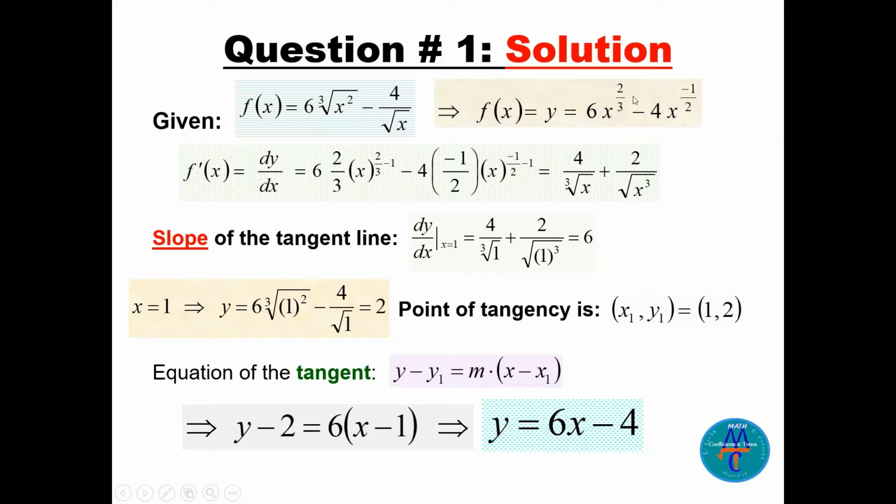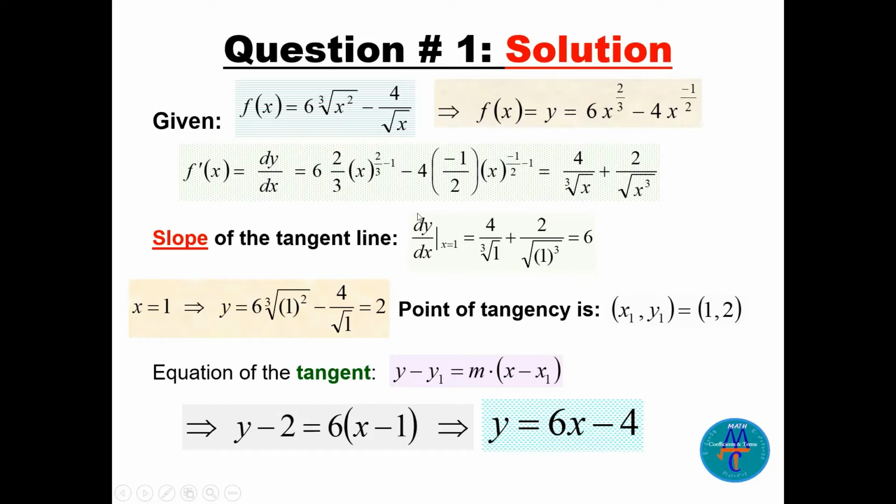It will be 6 times, bring the power here, 2 over 3, x to the power 2 over 3 minus 1. Same thing here, minus 4 is in the question. The power here, minus half, will come down, x to the power minus half minus 1. So this 6 times 2, 12 over 3 is 4, divided by cube root of x, because 2 over 3 minus 3 over 3 becomes minus 1 over 3. Minus half minus 1 becomes minus 3 over 2. So it will be here minus with the minus, plus 4 over 2, divided by square root of x cubed.